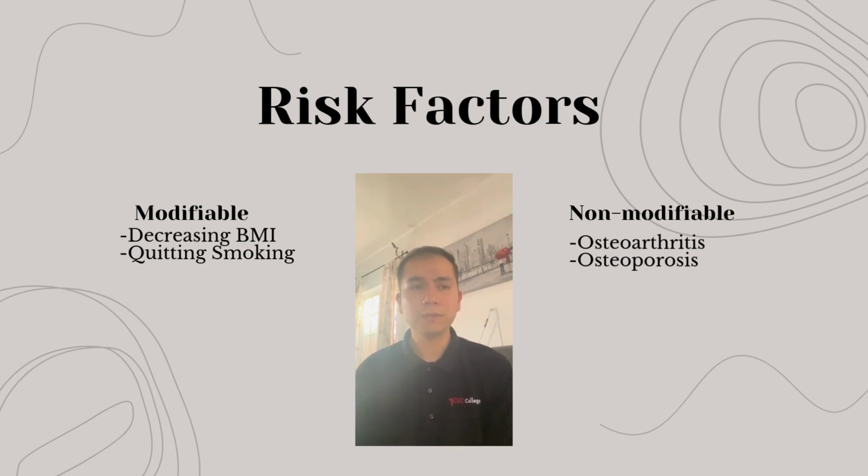So, two modifiable risk factors that a person could change to prevent getting a total hip replacement will be decreasing the body mass index. A higher BMI could increase the chances of putting too much weight bearing on the lower extremities and could cause an increased risk of degeneration of the bones, or it could lead to a fracture because there's too much weight bearing on the lower extremities.